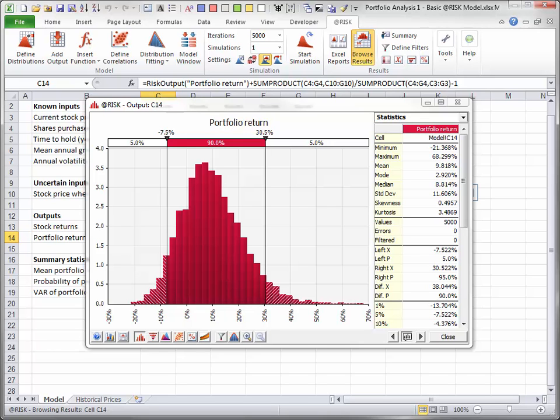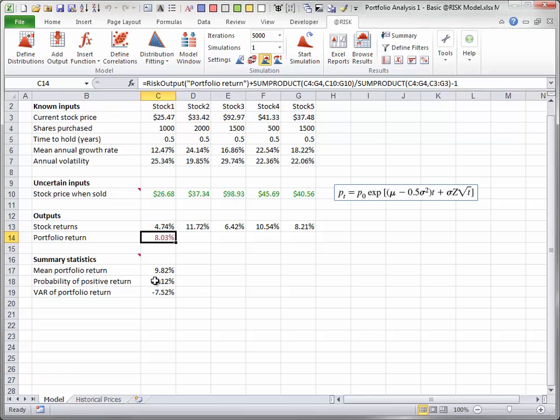As you can see, this distribution is slightly skewed to the right, with possible values ranging from about minus 25% to around 60%. The mean portfolio return is close to 10%. The probability of a positive return is about 80%, and the VAR is somewhere between minus 7 and minus 8%. In words, the investor now knows that there is only a 5% chance of having this bad a return or worse.